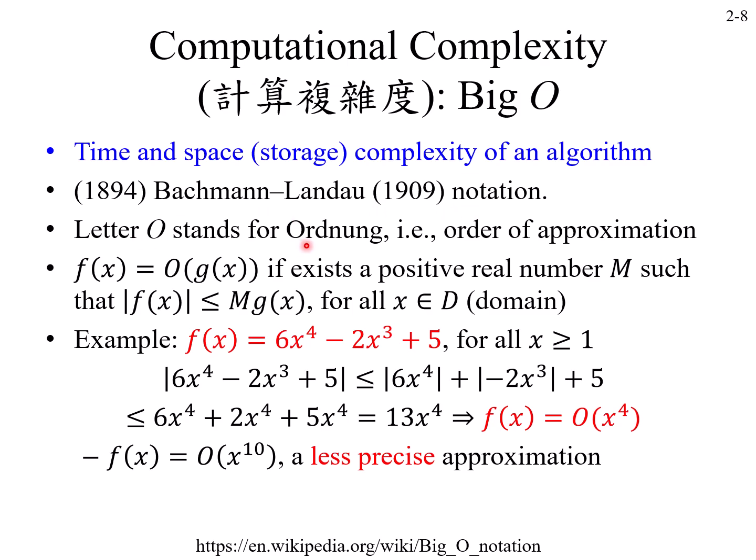And O means order of approximation. And this is the expression about this one. If there exists a positive real number m such that this one holds in the domain, so we'll give you an example, f of x. This is the function. And we try to compute its upper bound. So this one is less than 1 because we choose absolute value from algebra. And this is -1, so we change it so that we become a positive 1.